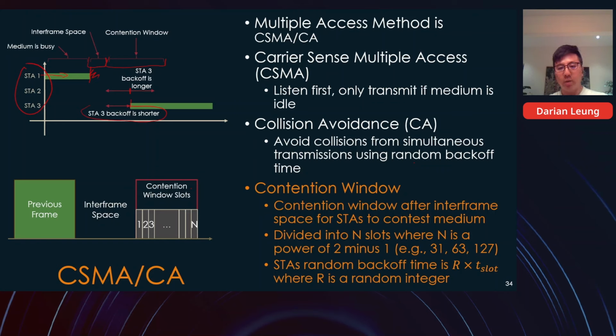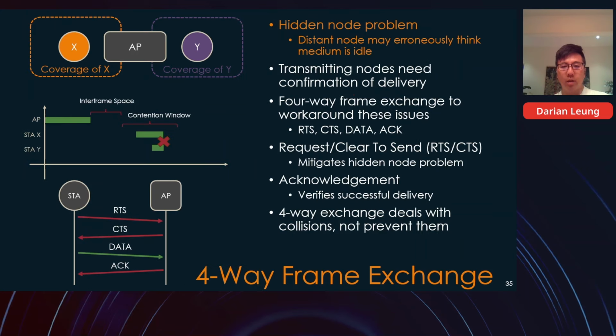The contention window is divided into n slots, where n is a power of 2 minus 1, such as 31, 63, 127, and so on. The random backoff time for each node is determined in terms of slots. So each time a node wants to transmit, they'll pick a random integer r, and the length of their backoff time is r slots. However, CSMA/CA alone is not sufficient.